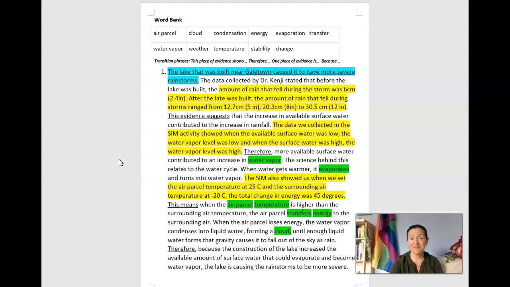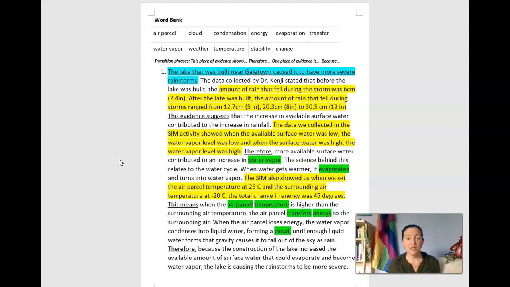The lake that was built near Galetown caused it to have more severe rainstorms. The data collected by Dr. Ken G stated that before the lake was built, the amount of rain that fell during the storm was 6 centimeters. After the lake was built, the amount of rain that fell during storms ranged from 12.7 centimeters, 20.3 centimeters, to 30.5 centimeters. This evidence suggests that the increase in available surface water contributed to the increase in rainfall.